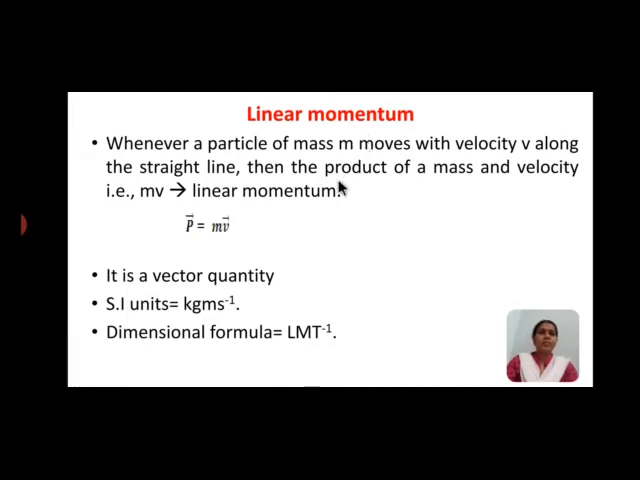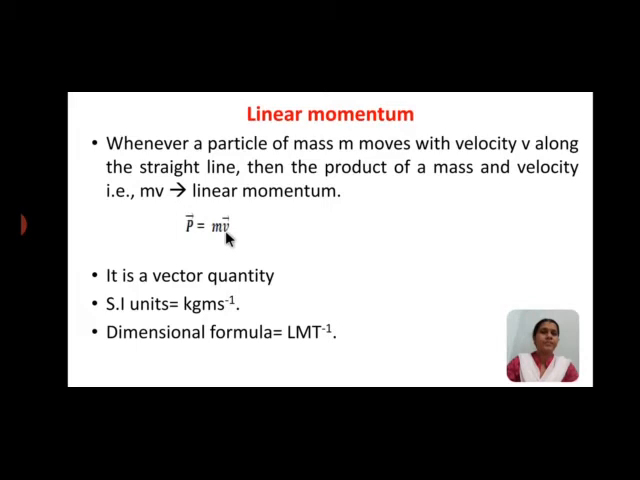It is the product of the mass and the velocity of an object, where the object is moving with velocity v along a straight line. That we call linear momentum. Linearly means in a straight way; it has to move in a straight line. So, whenever a particle of mass m moves with velocity v along a straight line, the product of the mass and the velocity is known as linear momentum. Linear momentum is denoted by the term p. Therefore, we write p is equal to m into v, where m is the mass and v is the velocity.